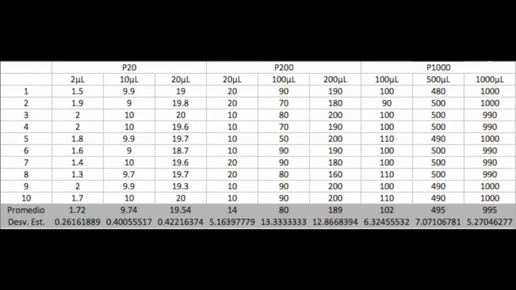After performing different measurements with the pipettes of 20, 200, and 1000 microliters in their minimum, medium, and high capacity, small values of the standard deviation were obtained, indicating that the dispersion of the different measurements taken was not significant and that the margin of this measurement error is minimum.